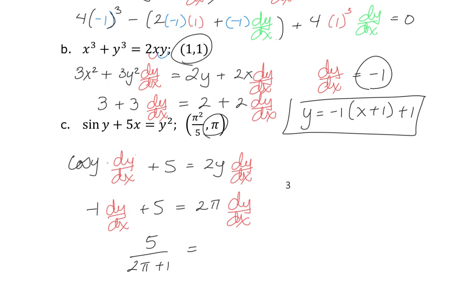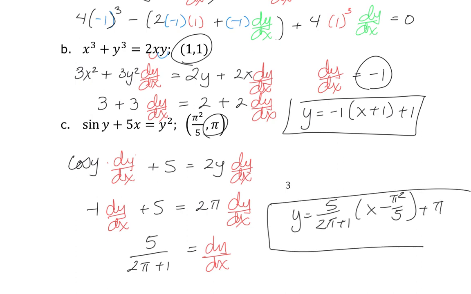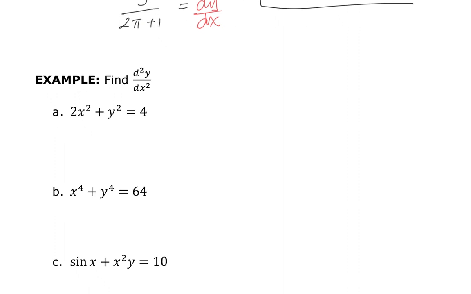So my equation is going to be y is equal to 5 over (2 pi plus 1), times (x minus pi squared over 5), and then plus pi. And so there is the equation of the tangent.